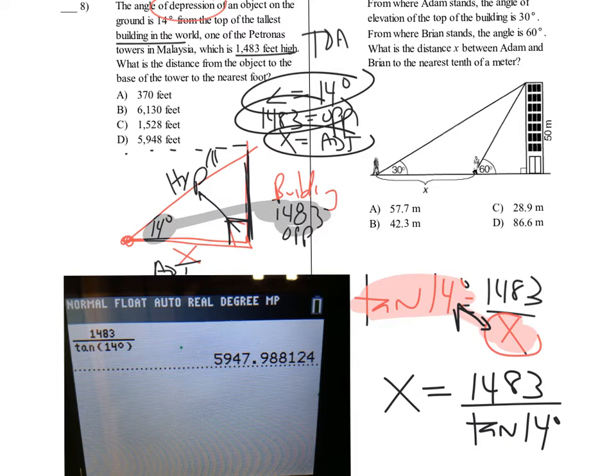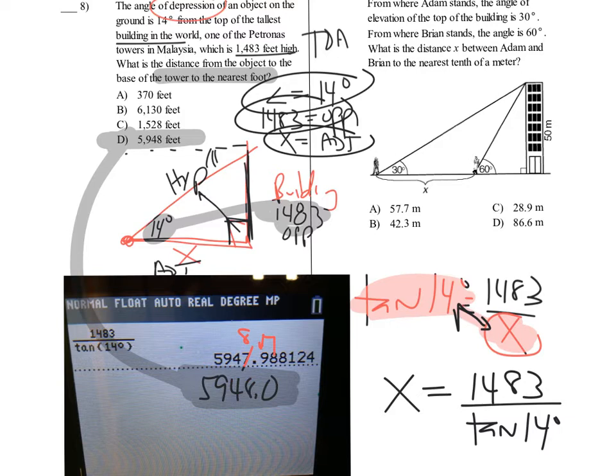Since I'm finding a side, I'm going to round to the nearest tenth. The 8 is going to kick the 9 up to 0, and then that 0 is going to make the 7 an 8. So here, if this was an exam, my answer would be 5,948.0. This particular question says the nearest foot, so there you go, letter D, 5,948.